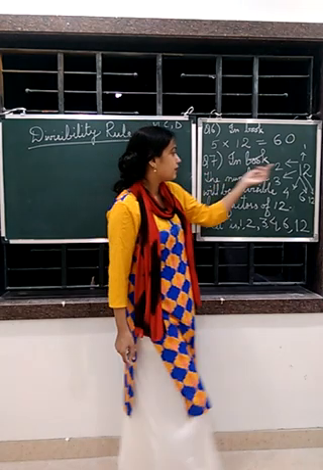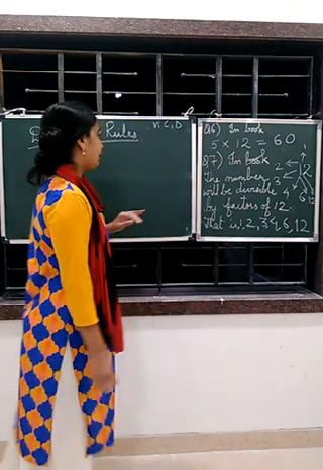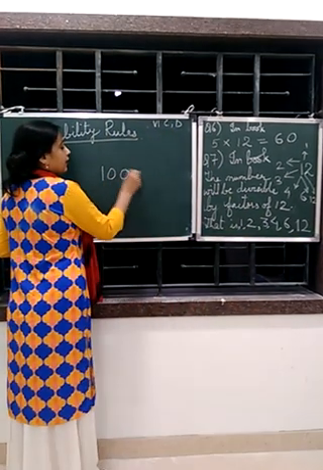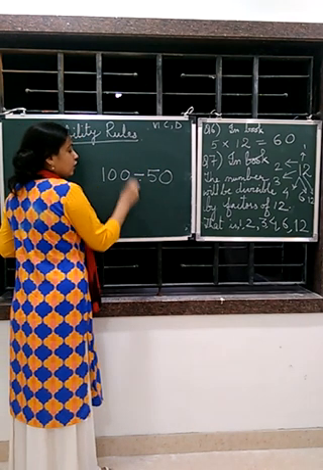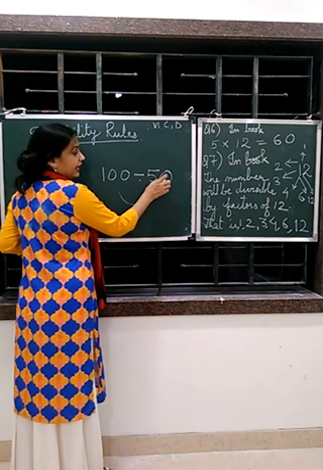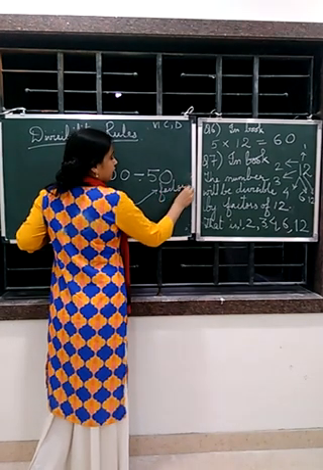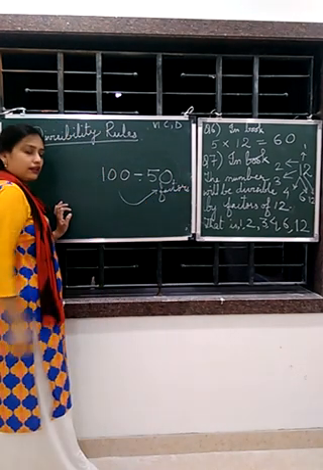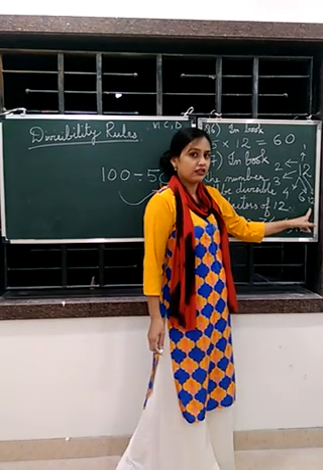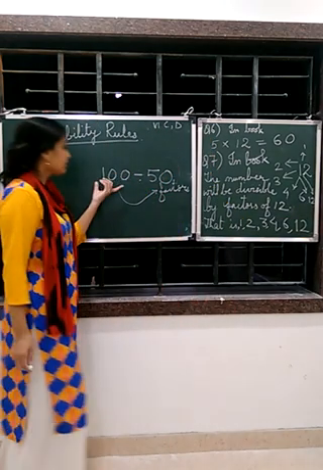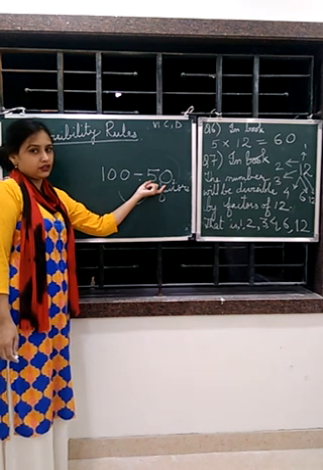If any number is divisible by a given number, then this number is also divisible by the factors of this given number. If any number is divisible by 12, then it is also divisible by its factors. Clear? So here, if 100 is divisible by 50, then 100 is also divisible by the factors of 50.